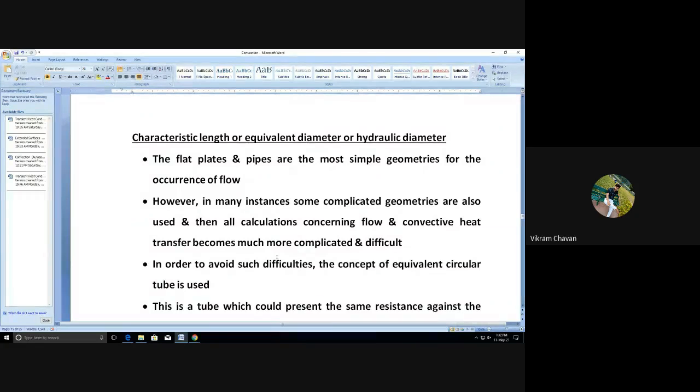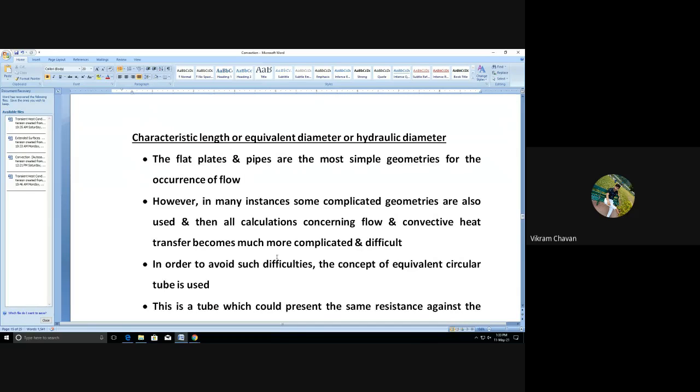And then further we will perform the calculations of flow field or fluid mechanics, or heat transfer also. We can use that particular conversion for our calculation purpose. That will simplify your calculations related to the complicated geometry. So that is nothing but characteristic length.